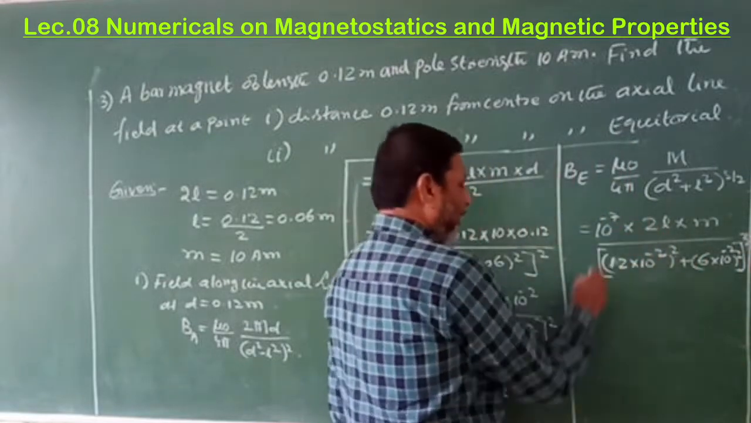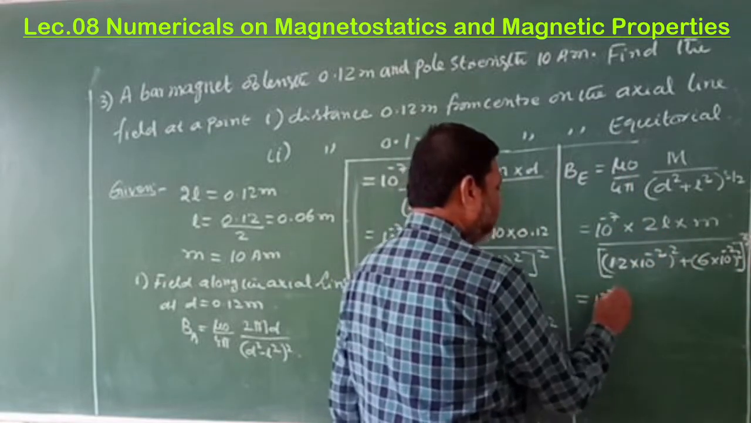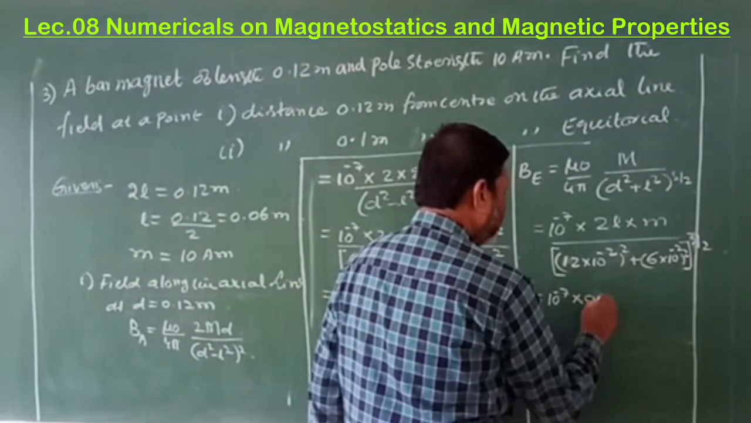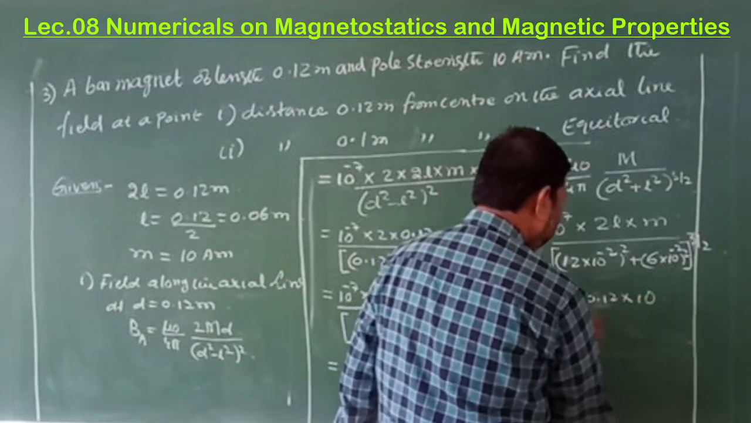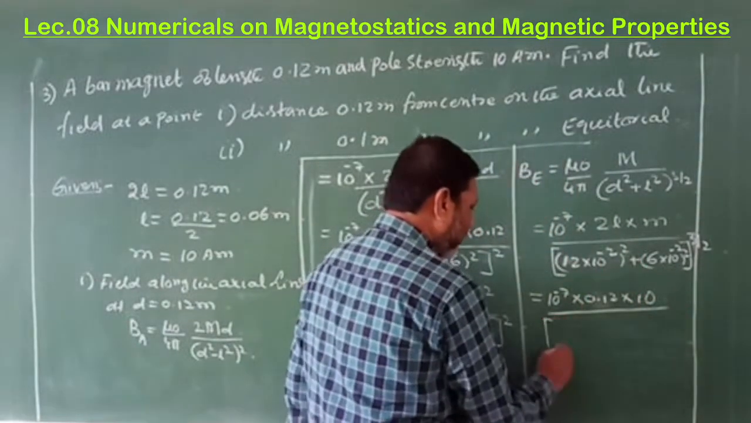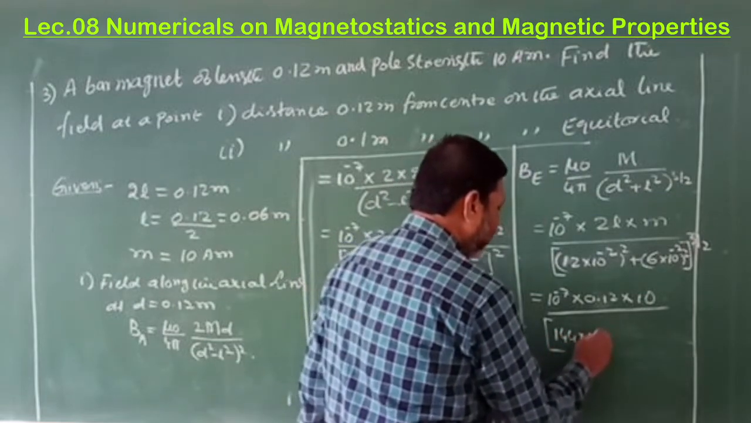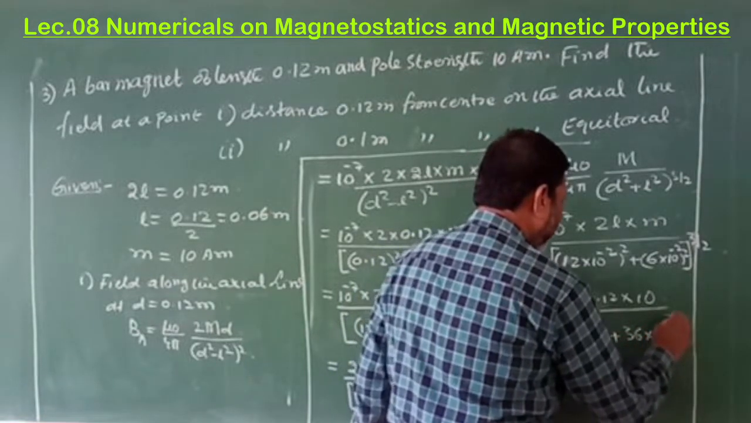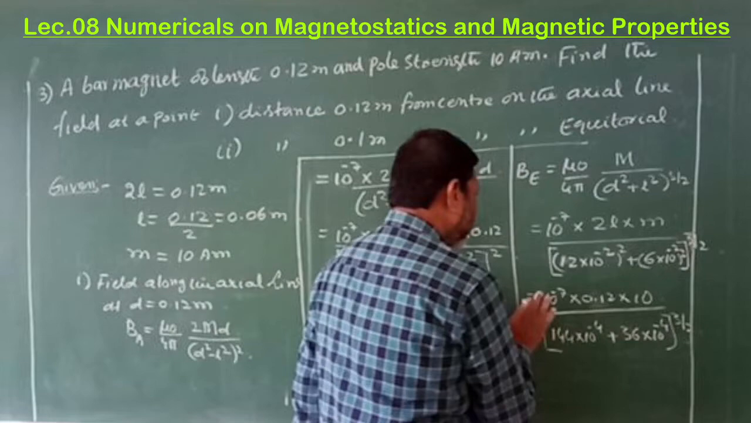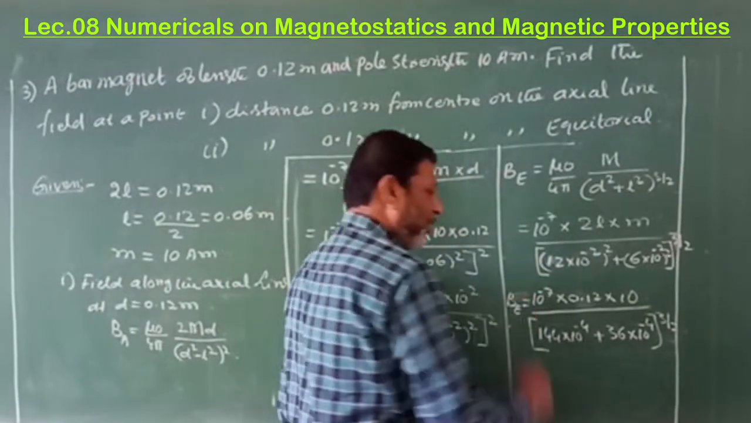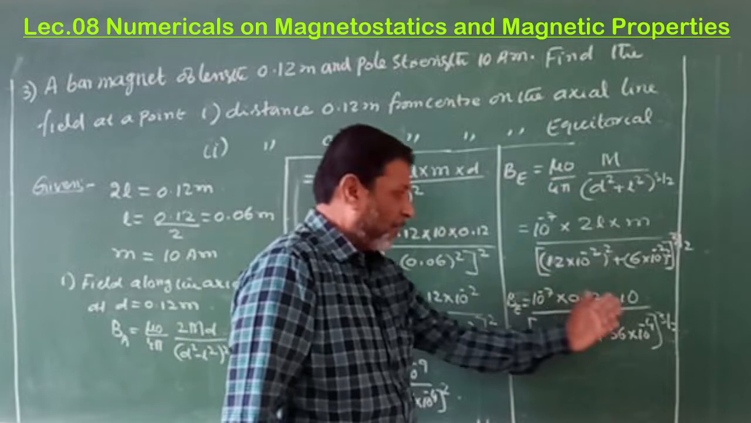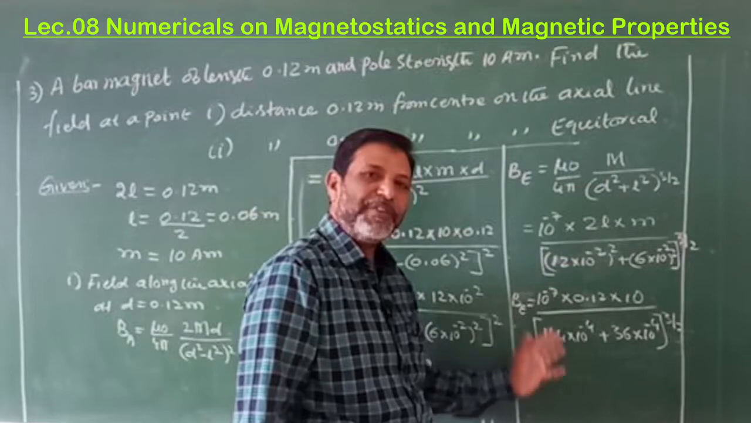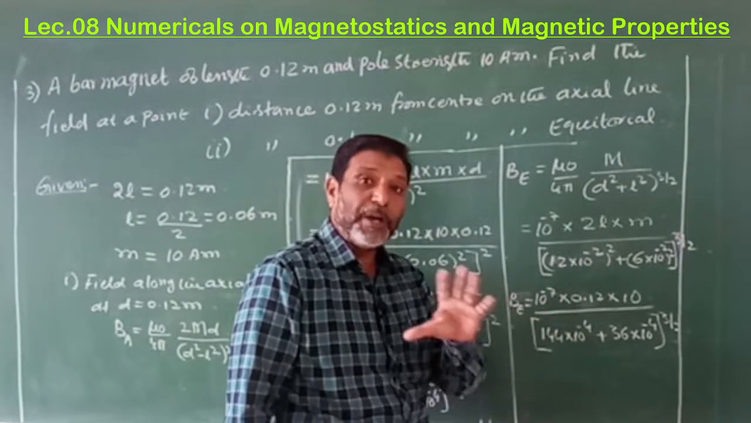Now this is equal to 10 to the power of minus 7, then the magnetic length 2L is 0.12 into 10, divided by 144 into 10 raised to minus 4 plus 36 into 10 raised to minus 4, raised to 3 by 2. This is the field along the equatorial line. After simplification of this, you can find the value of the field along the equatorial line. Now, one more point I want to make clear.